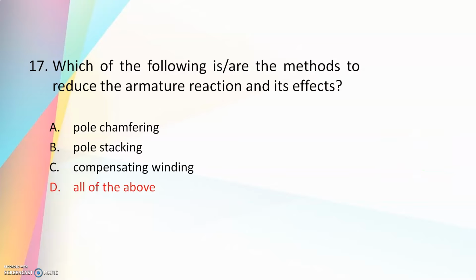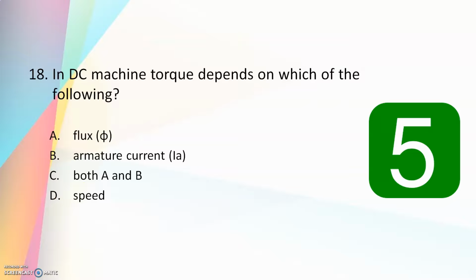The methods mainly used are pole chamfering, pole stacking, pole core slotting, compensating winding, interpolar winding, etc. In a DC machine, torque depends on which of the following? Flux, armature current, both A and B, speed. Here you go.